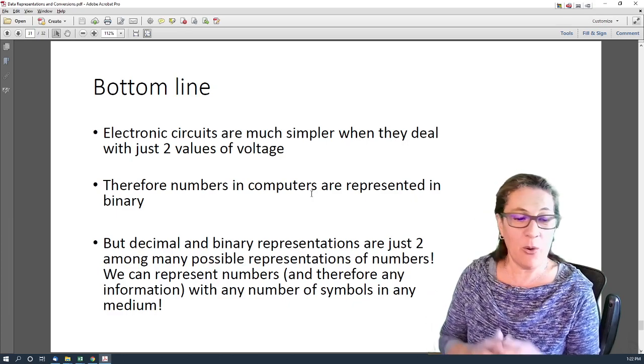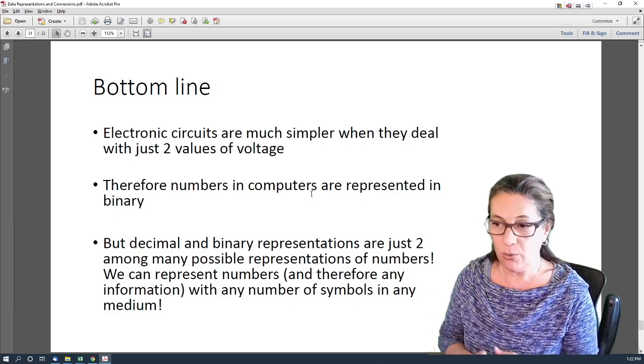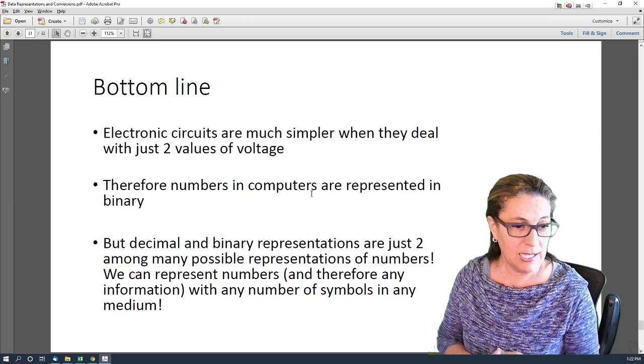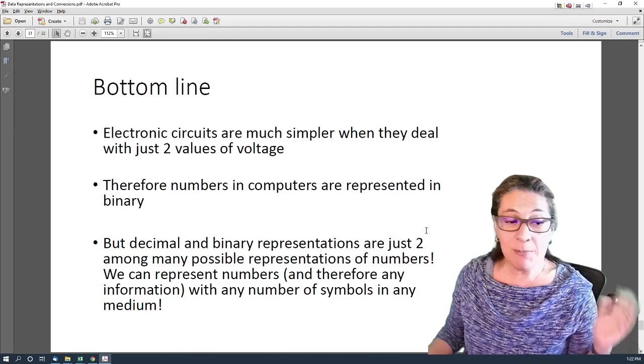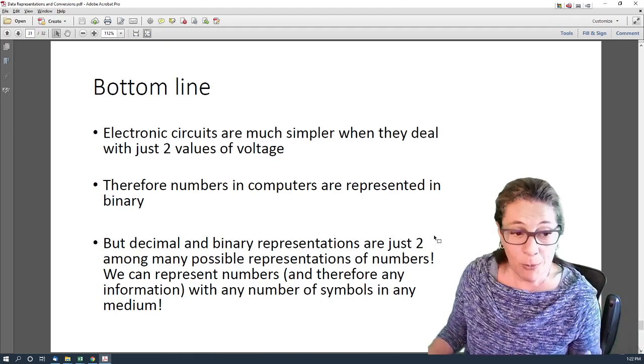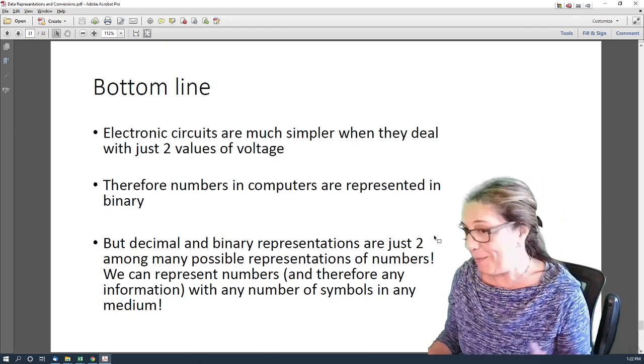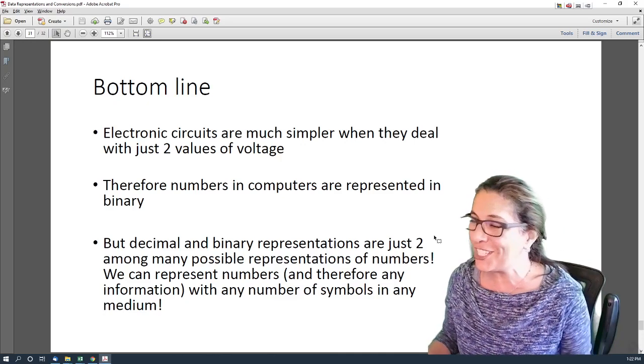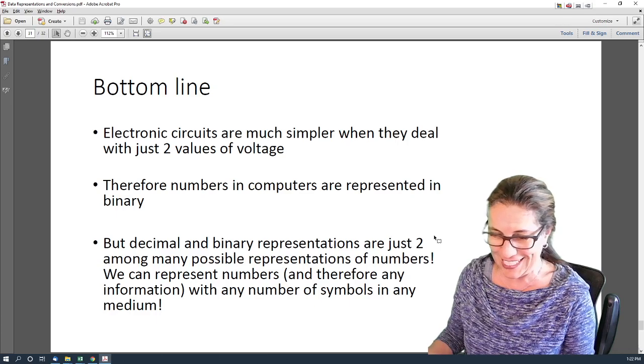So now we are in base 2. We just have to represent numbers in base 2. It's not a big deal. But again, decimal and binary representations are just 2 among many possible representations of numbers, including the Mayans and the Egyptians and all the ancient cultures that have all sorts of interesting things.